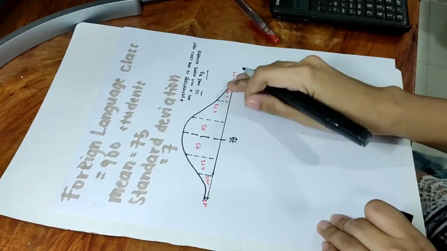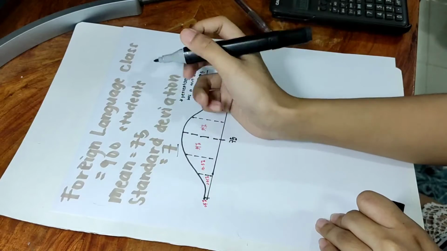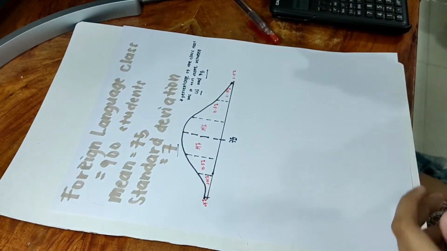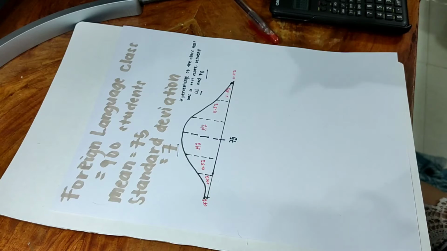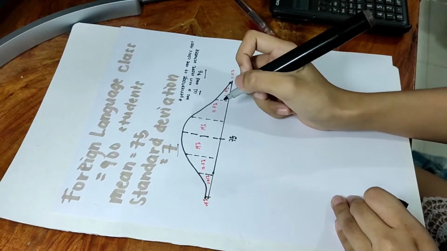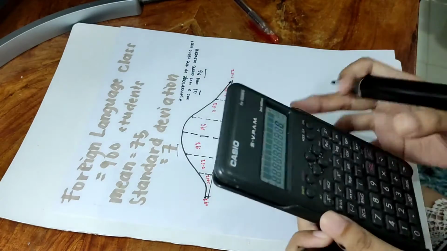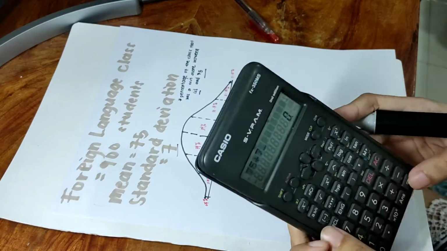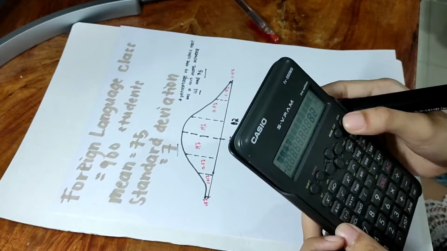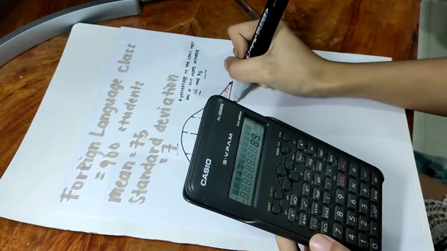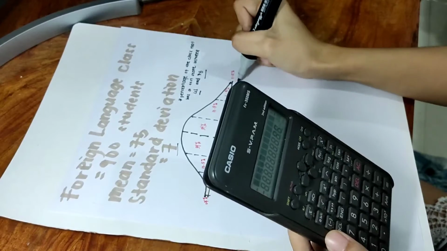So, how do we get the areas here? The standard deviation is 7, so you have to add 75 to 7. 75 plus 7, you'll get 82. So, let's write 82 here. And then plus 7, 89, plus 7, 96.